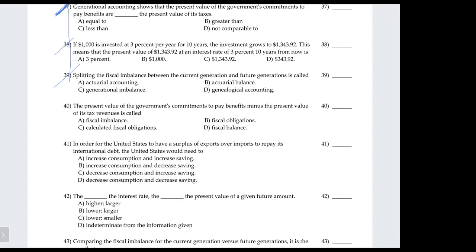Now we go to 40. The present value of government commitment to pay benefit minus present value of tax revenue is called, so we have seen this question before, fiscal imbalance.